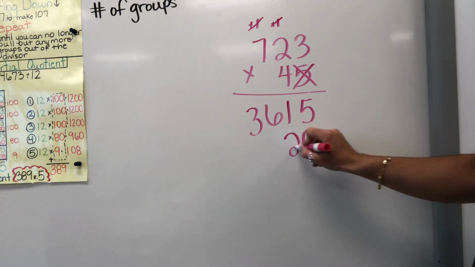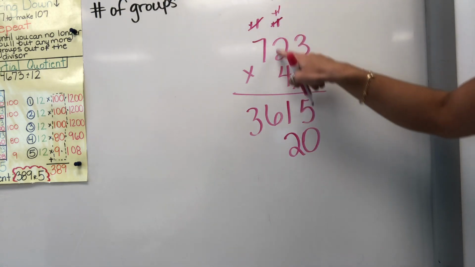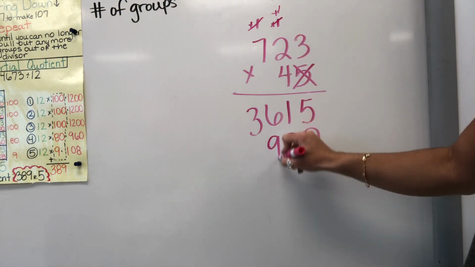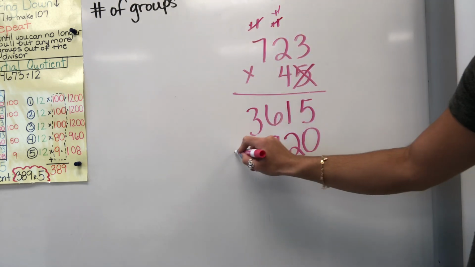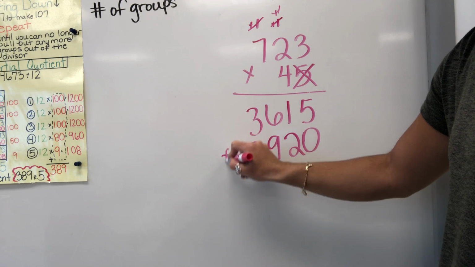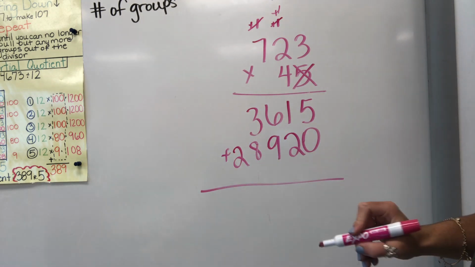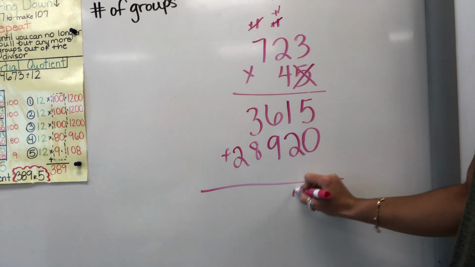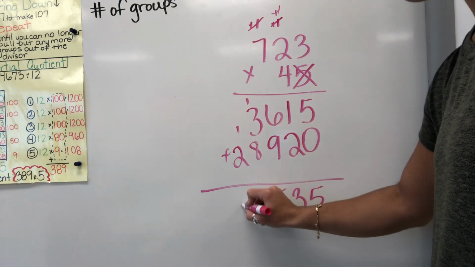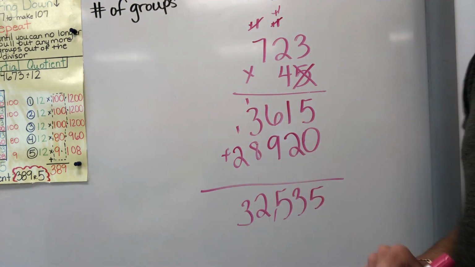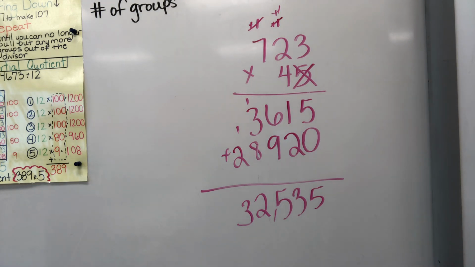4 times 3 is 12. 4 times 2 is 8, plus 1 is 9. 4 times 7 is 28. Nothing to add. Notice everything is lined up, and when I add, 5, 3, 15, 12, 30. So my answer would be 32,535.